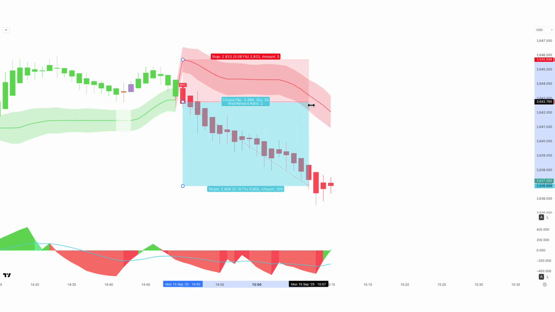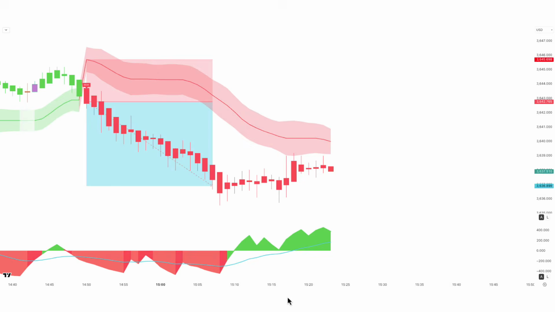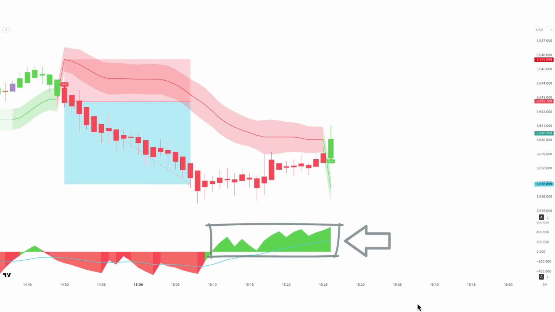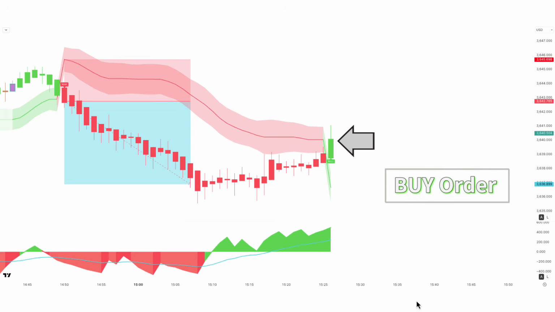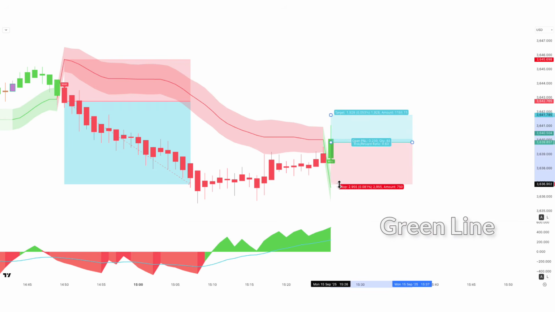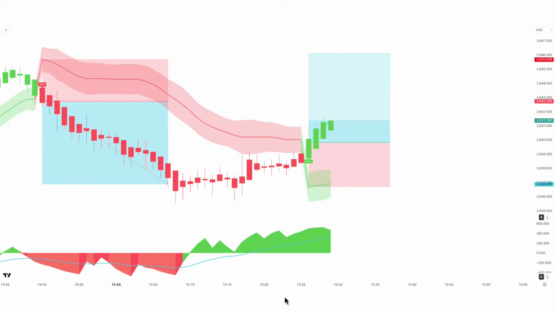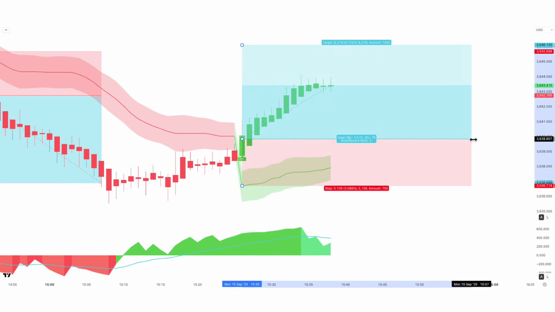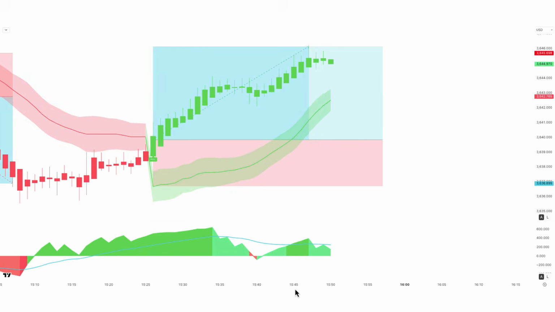Let us now understand the long position. When the SMA MAD trend arrow of this indicator is a buy signal, when the Klinger safety zones show a green area, and when the market forms a bullish candle, if this condition is fulfilled, then we will place a buy order. Our stop loss is to be placed at the green line, and the risk to reward ratio will be 1:2. The market has completely hit the target.